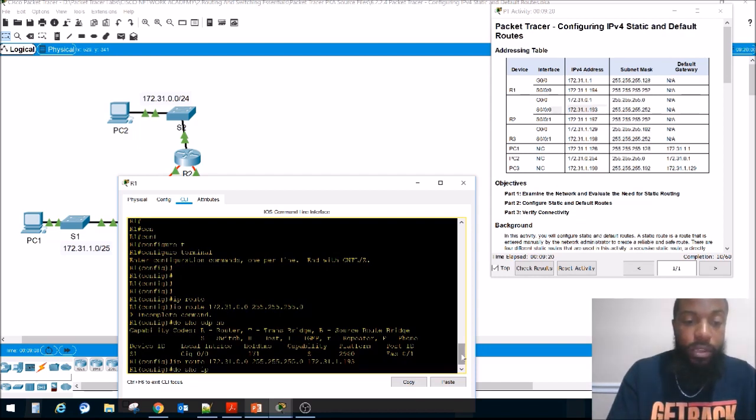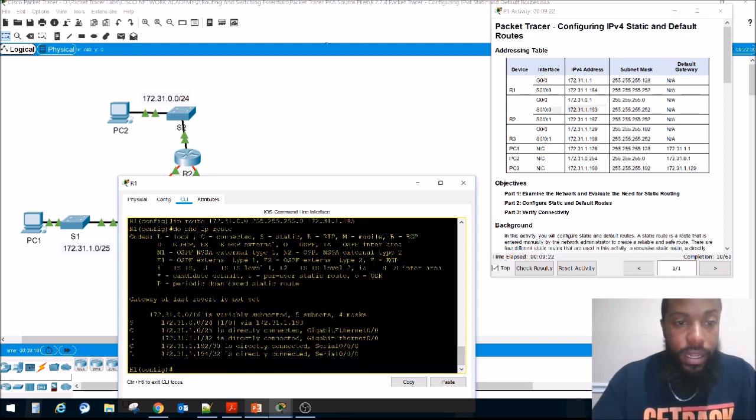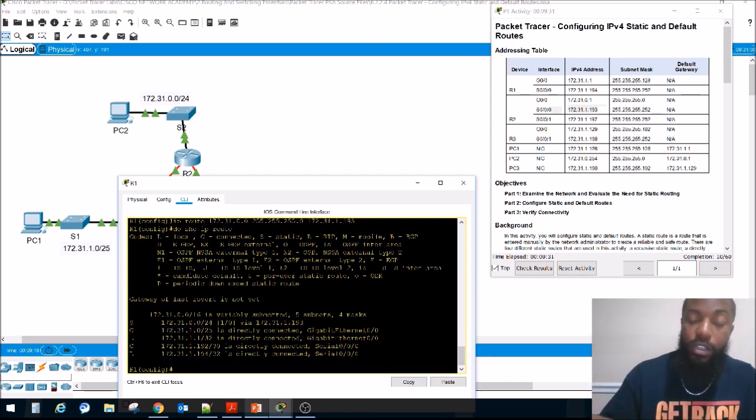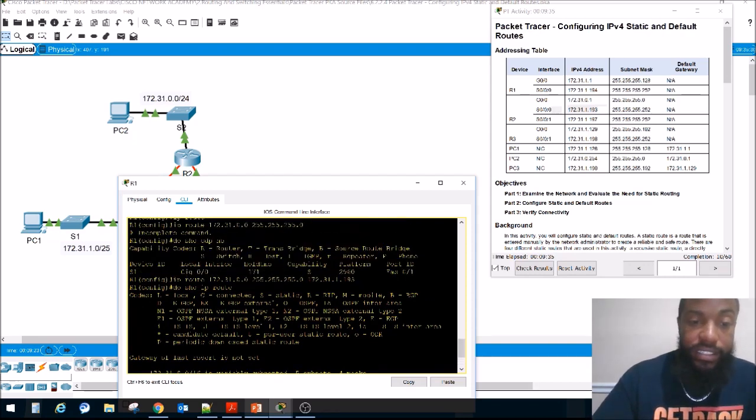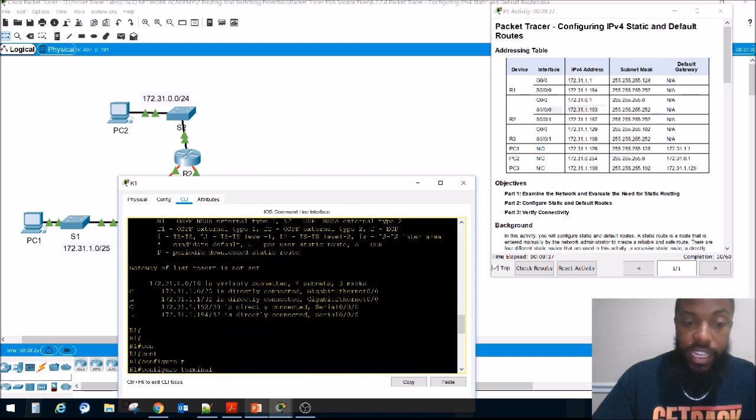Now let's take a look at our routing table. Do show IP route. Now we got the route to get there, right? Right here. We didn't have that before. You don't believe me? Rewind it a couple seconds, a couple minutes, and you'll see the routing table. It didn't have it before, right?